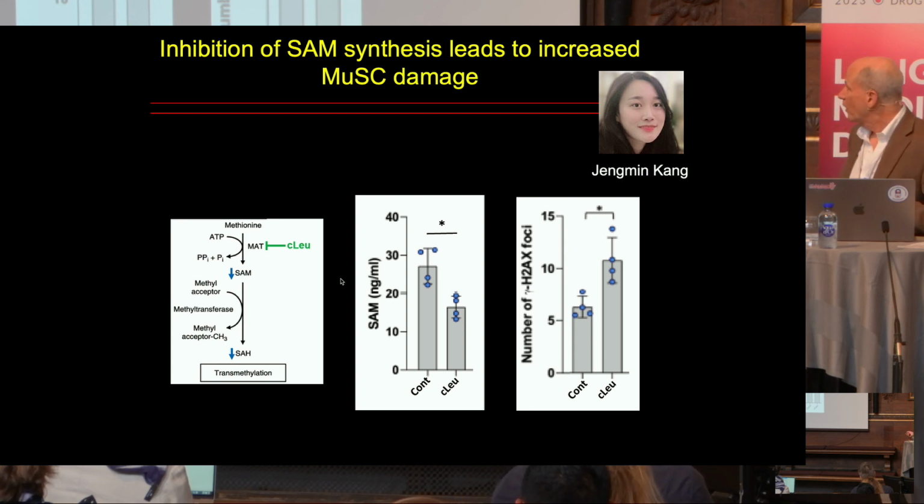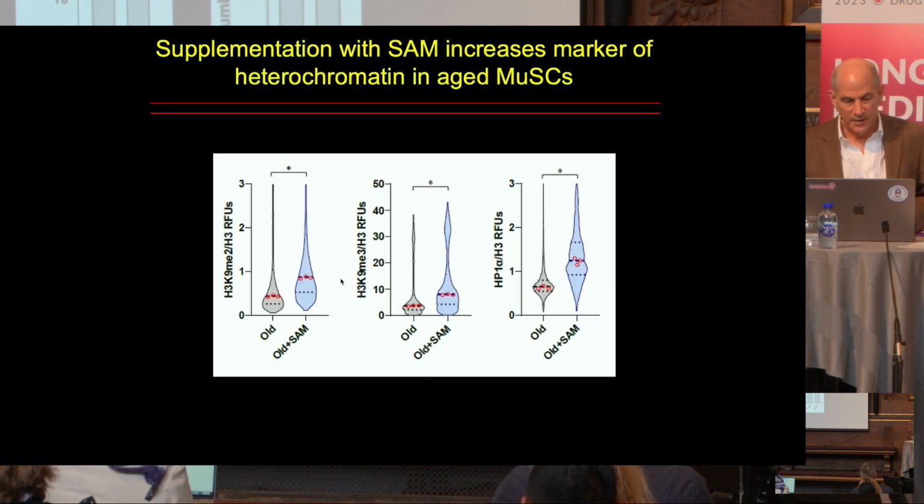And this is work being done by a postdoc in the lab, Jianming Kang. She started doing mostly pharmacology so far, using inhibitors in these pathways. Using an inhibitor of SAM synthesis, Jianming showed she could reduce SAM levels, and that's associated with an increase in DNA damage. So we can make things worse by blocking a pathway. That's not always so surprising. But you could make things better by restoring SAM levels in these cells, either in vitro and in vivo.